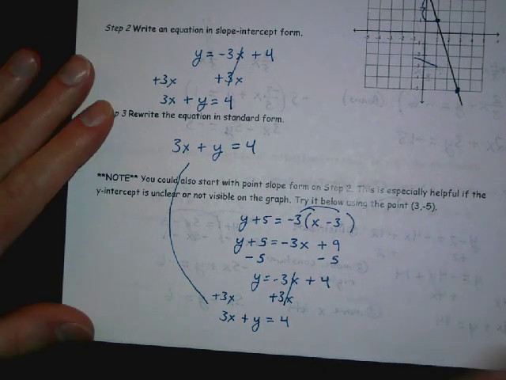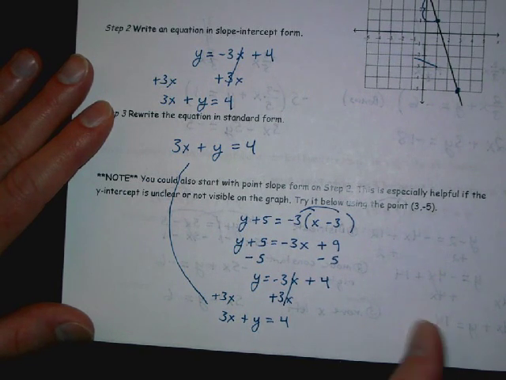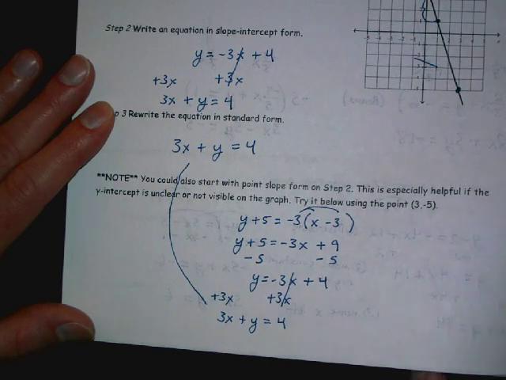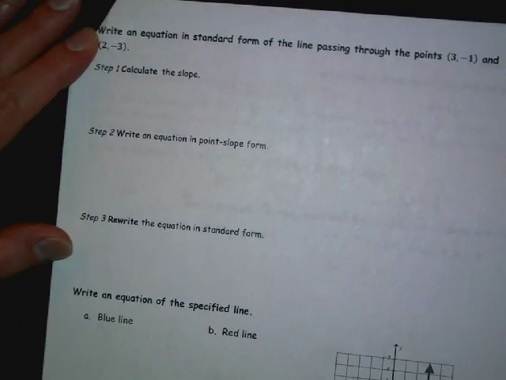Okay, but see how it was a little more work than starting in slope-intercept form. Okay, so if you can start in slope-intercept form, I would do that. It really saves you one step because it's already got all the constants on the right. All right, turn page.